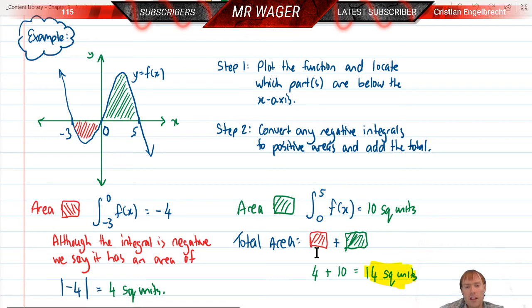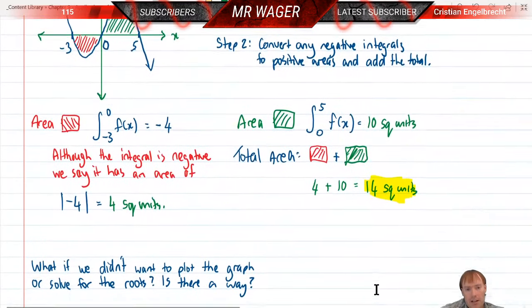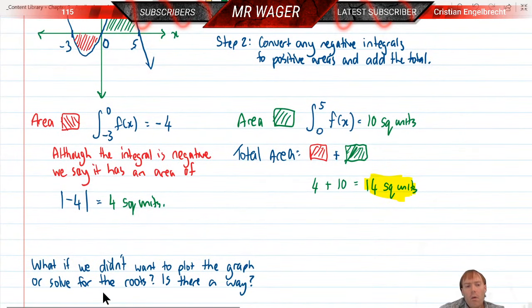So that doesn't change. The total area is adding these two sections together, but not the integrals, we're adding the areas together. So the area of the first section is 4, and the area of the second section is 10. So 4 plus 10 gets us 14 square units. Okay? Hopefully that's fairly straightforward. But what if we didn't want to plot the graph or solve for the roots? Is there a quicker way? Is there another way?